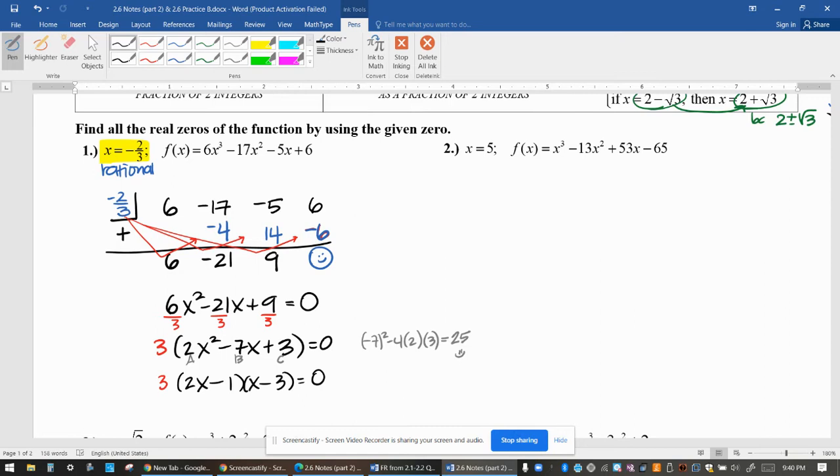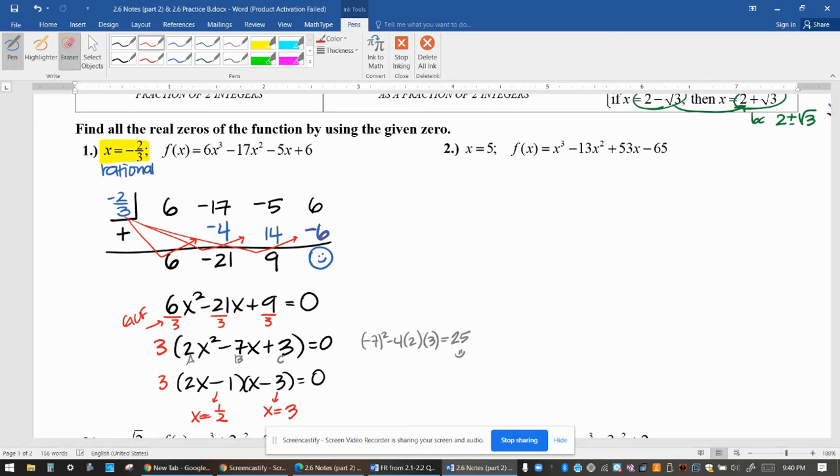And don't forget, of course, the 3 that we took out as a GCF from the very beginning. All right, so remember, eyes on the prize. We're trying to find all the zeros. So when we first learned to solve quadratics and find the zeros, and it was factorable, we'd set each factor equal to 0. So if I set 2x minus 1 equals 0, I'd get positive 1/2. If I set x minus 3 equal to 0, I'd get positive 3.